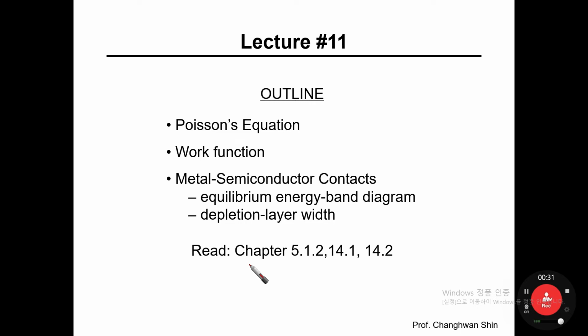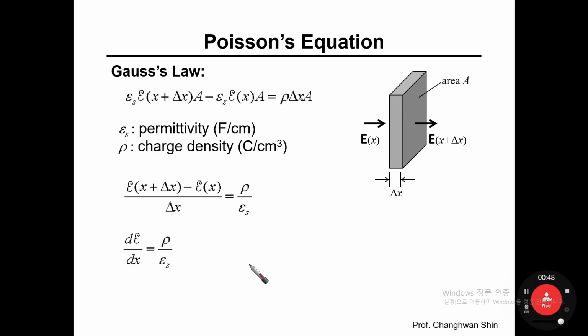Okay, so metal semiconductor contact. Some more details are introduced and described in the book, chapter 14. So don't forget to read all the sentences in chapters 5 and 14. In the second slide, you're going to see a brief introduction to what Poisson's equation is.